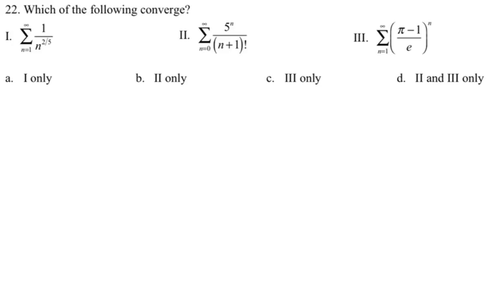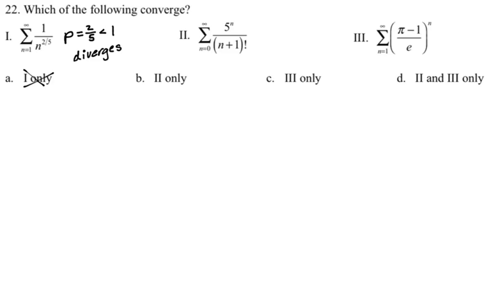All right, so the first one is a p-series with p equals 2/5. 2/5 is less than 1, so we know that this diverges. So 1 is not the answer. So what can we eliminate? We can eliminate this. It's the only option where it showed up. All right, so now it's going to be 2 only, 3 only, 2 and 3 only. So we're going to have to figure them all out.